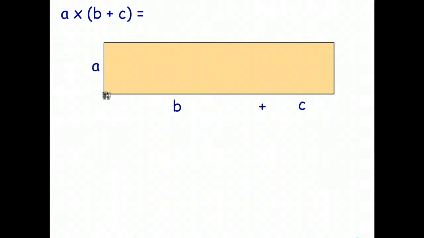Now we know how to expand brackets. We just multiply the length times the width. Well, in this case, I'm multiplying the width times the length. So I get A, which is the width, multiplied by B plus C, which is the length.